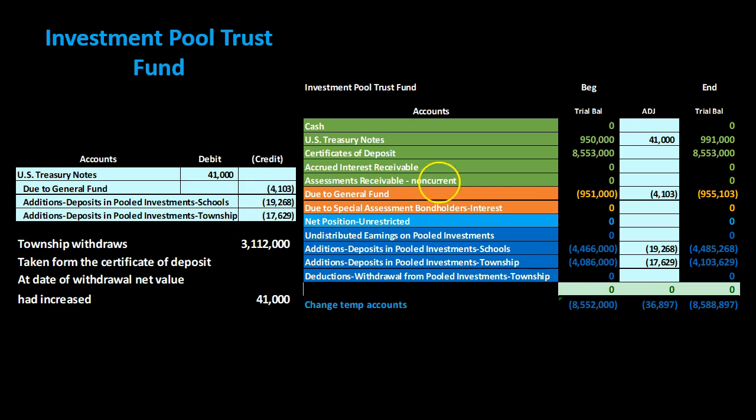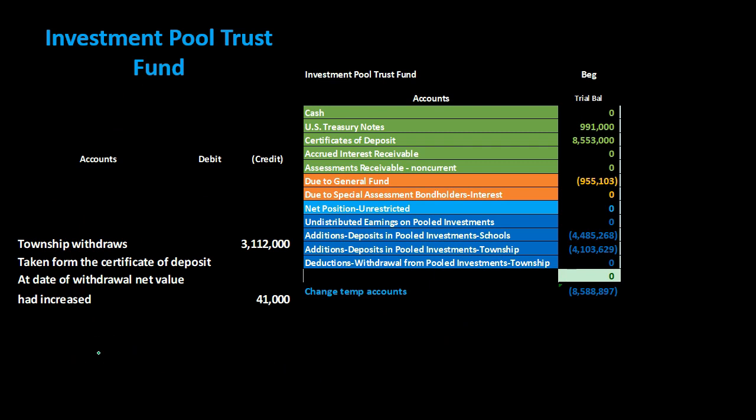So if we record that out, we've got the U.S. Treasury notes increasing by the 41,000. Then the other side going to the due to the general fund here. And then we've got the schools and the township, in basically the activity that's happening down below, the temporary type of account.